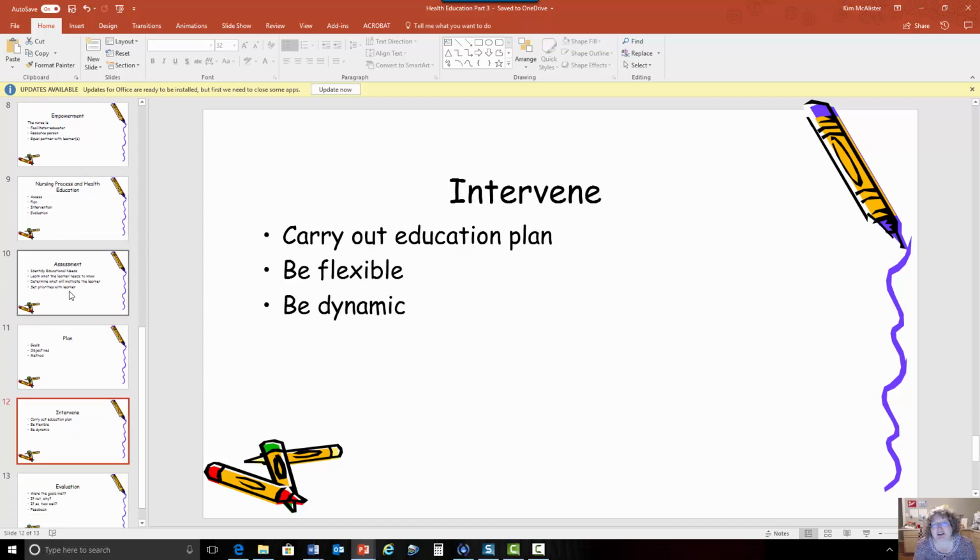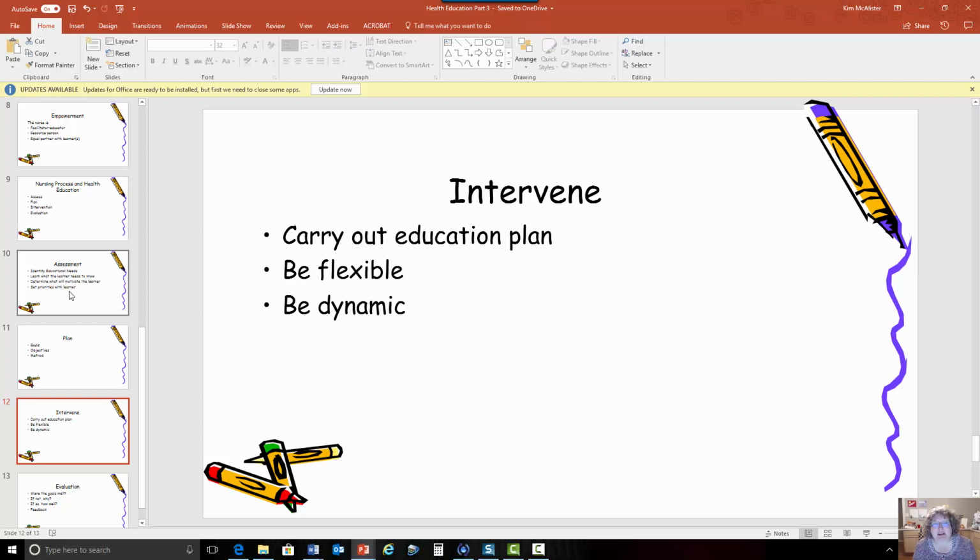So then we're going to intervene. We're going to actually carry out this teaching plan that we have made and do it. And while we're doing this, we want to be flexible because the person's interest may tire, or they may not be able to participate as fully as planned. They may suddenly decide they want information on something else. And so you have to be flexible and be willing to do some give and take with that.